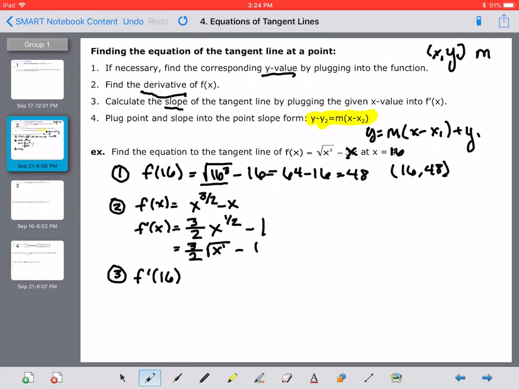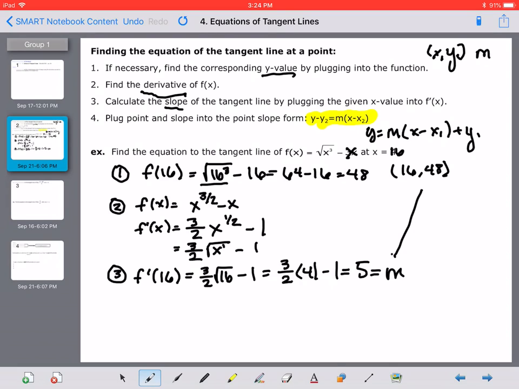My third step is to figure out what the slope is precisely at x is equal to 16, that point that we found earlier. So all I'm doing is plugging it in, and then solving that. So that's 3/2 times 4 minus 1. 3/2 times 4 gives us 6 minus 1, which gives us 5. So this represents our slope.